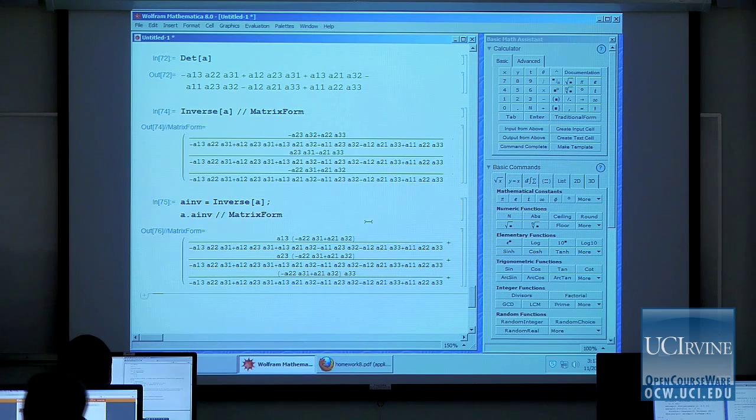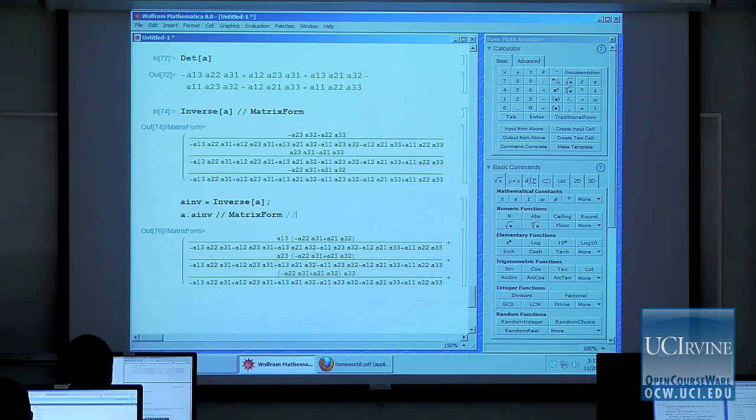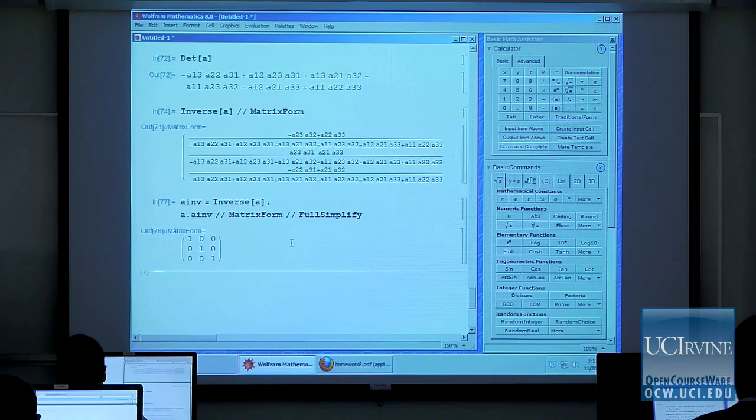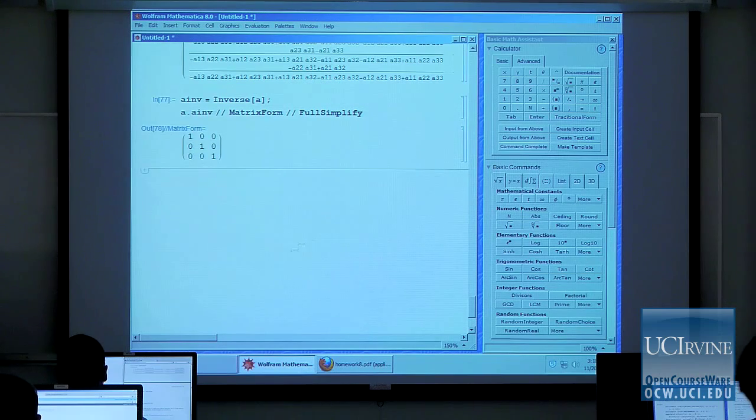And finally, let's just verify the last point, which is we'll take AInv and multiply it with A, and we should get the same result. And we do. Okay, so that is going to conclude our brief introduction to some matrix manipulations.